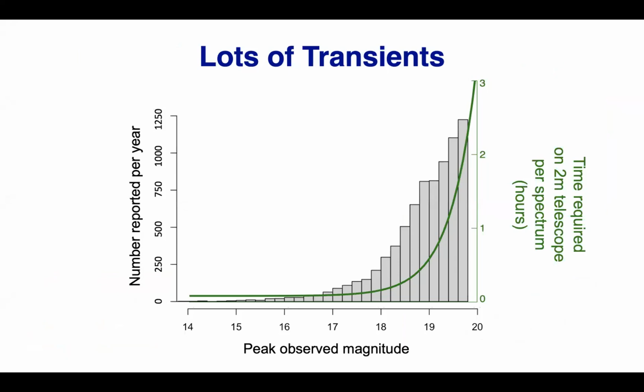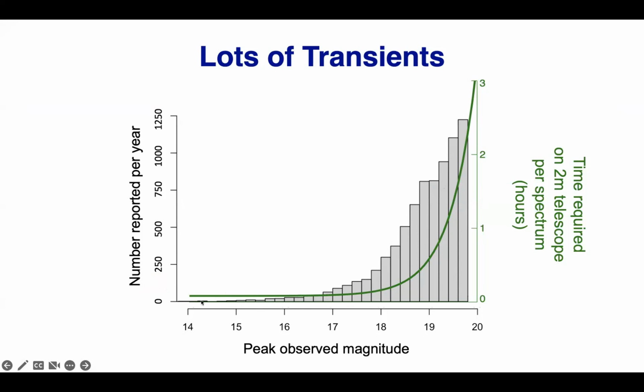So this graph here is meant to give you some idea about how deep into the magnitude function we can reach. The histogram here shows the number of reported transients per year over a 2-year period about a couple of years ago. And the green curve shows how much time you need to spend on a 2-meter class telescope. That's a little bit bigger than the SED Machine's 60-inch telescope, but it's right to about the order of magnitude level to classify them.